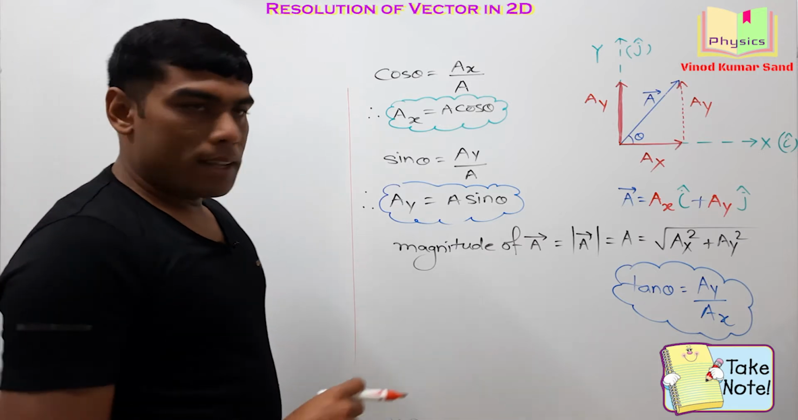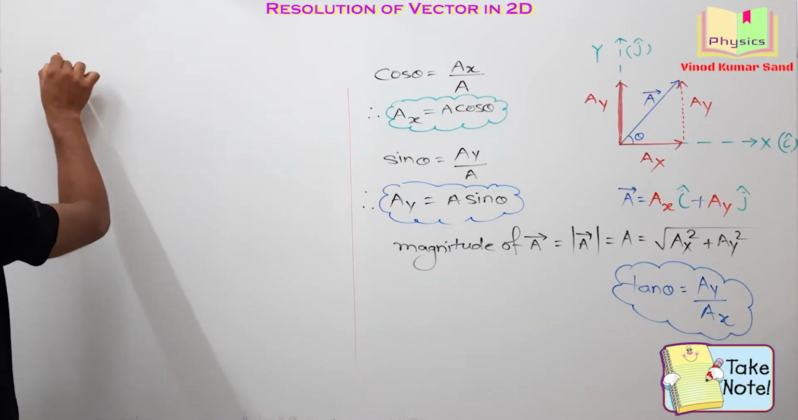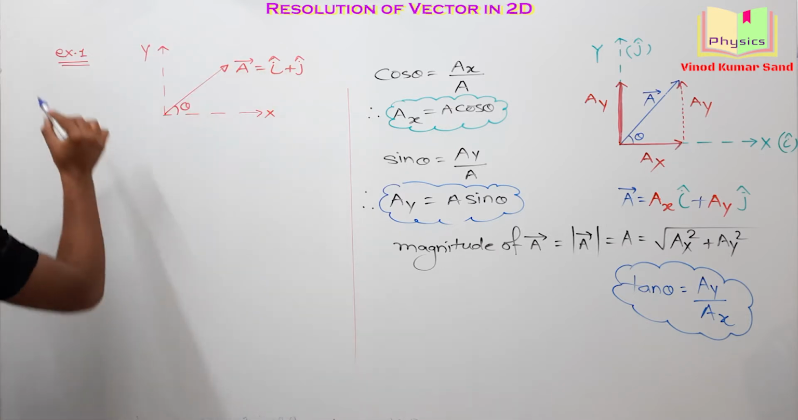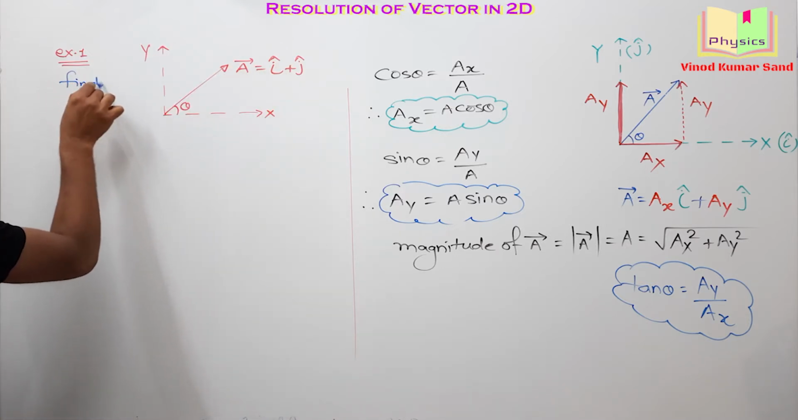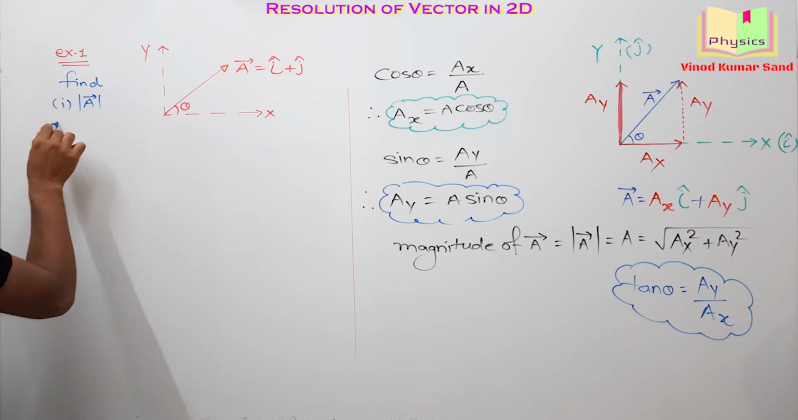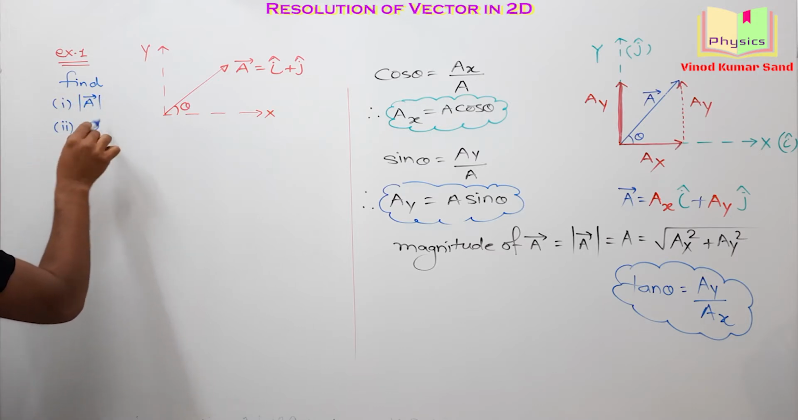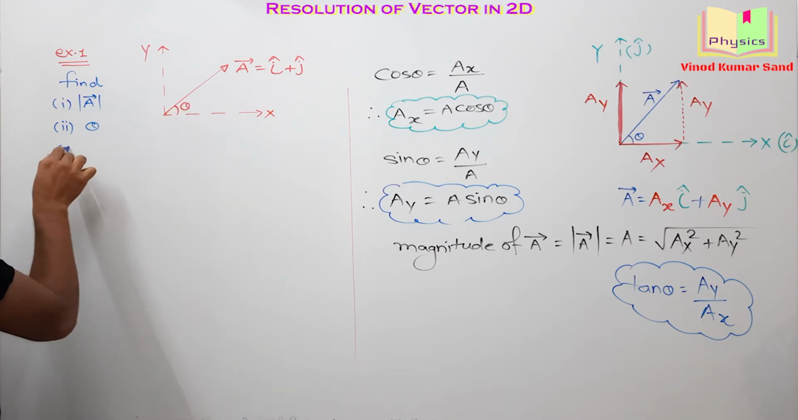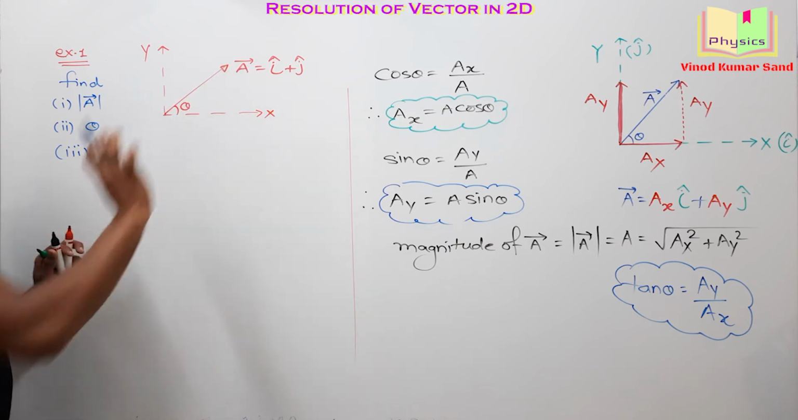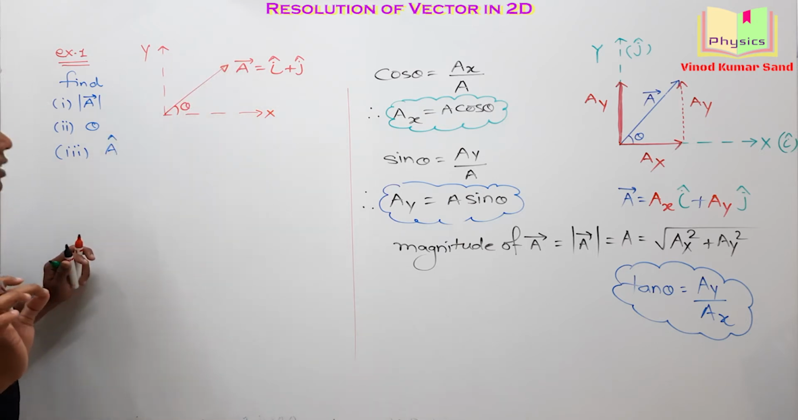I'm taking a few examples. Here is example number 1. The question is asking you to find the magnitude of the A vector, the angle theta, and the third part, the unit vector along the direction of the A vector. Getting it? The question is pretty simple.